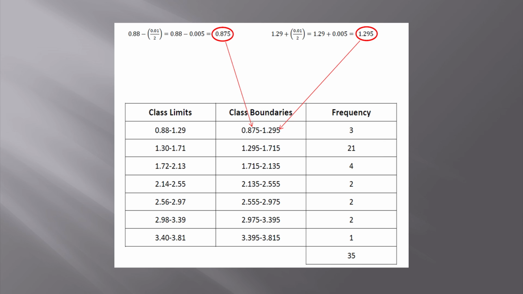Here I have specified the equation to obtain the lower class boundary and upper class boundary. You can calculate the remaining class boundaries yourself. Here I discussed the method of obtaining class boundaries for a given data set.